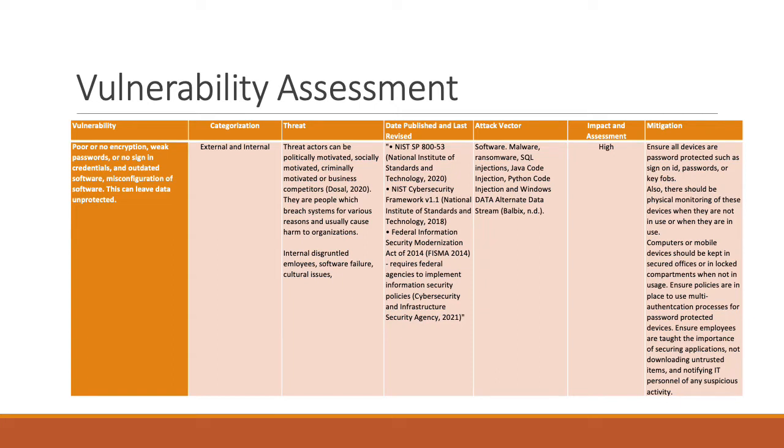Next, we're going to talk about weak points through data protection software and software protected systems. So an example of a potential vulnerability would include poor or no type of encryption for sensitive data, weak passwords, no password protected systems, outdated software, and misconfigured software.